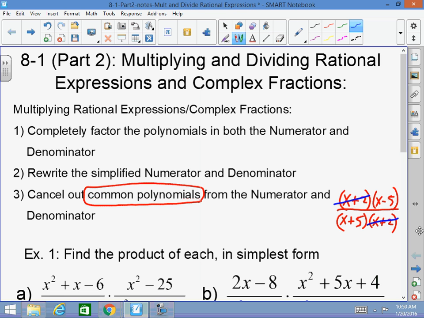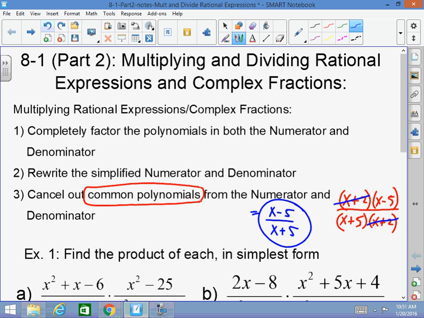But I cannot say, oh, look, let's get rid of this x and this x, and this 5 and this 5, and I'm left with a negative 1. No, you cannot do that. That is impossible mathematically speaking. You are left here with x minus 5 over x plus 5. Those are not identical polynomials. You're done. You cannot simplify or cancel out individual pieces of polynomials.